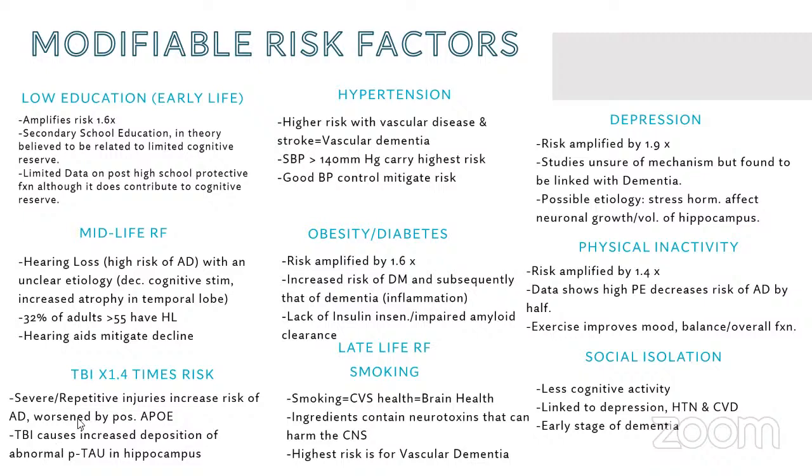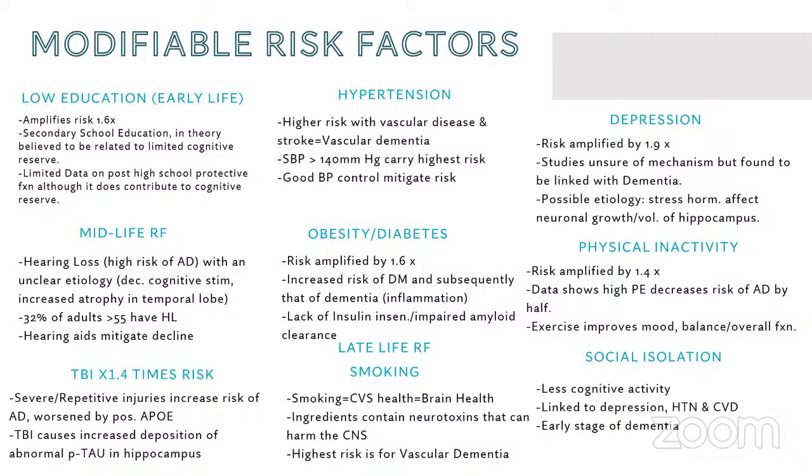The late life risk factors include smoking, depression, physical inactivity, and social isolation. Smoking is related to cardiovascular risk, which is also related to brain health, and cigarettes contain neurotoxins that can harm the CNS, and it increases the risk for vascular dementia. Depression was found to amplify the risk by 1.9. Studies are unsure of the mechanism, but it's linked to dementia by the effect of stress hormones, and it can affect neuronal growth and the volume of the hippocampus.